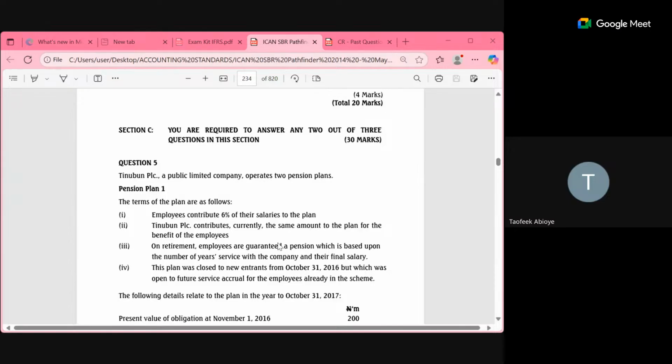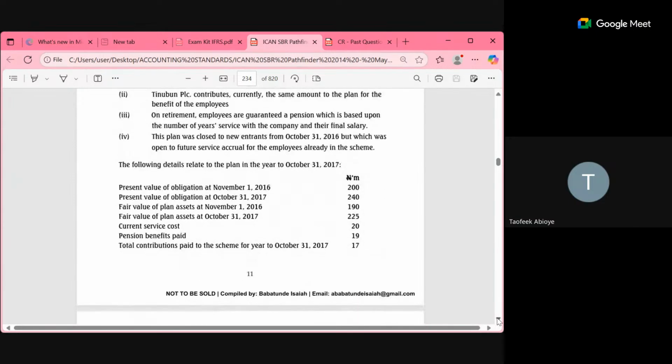So, present value of obligation as at November 1, 2016, that is the opening defined benefit obligation. Now, present value of obligation as at 31st October 2017, that is the closing. We should take note: in the question, they will give you opening and closing. So in 2016, that's the opening, then in 2017, that's the closing.